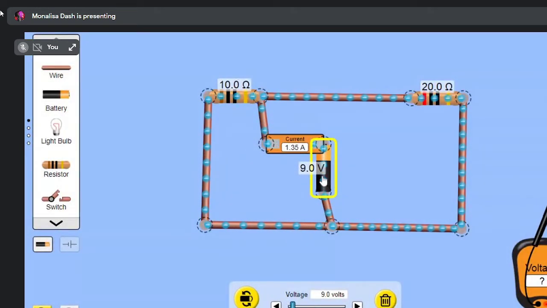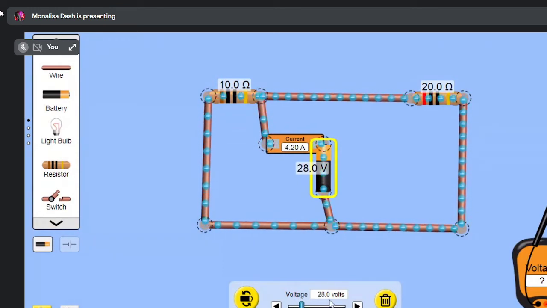Now I am changing the voltage value here. See, I am giving 18. What is the current coming? 2.7 ampere. Now you can calculate. 6.66. Same, yes, ma'am.